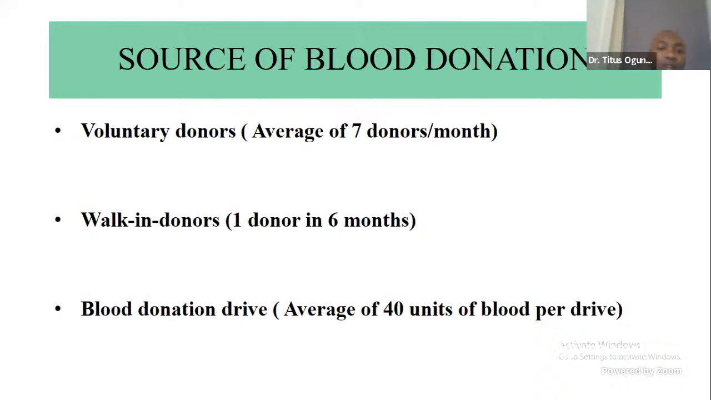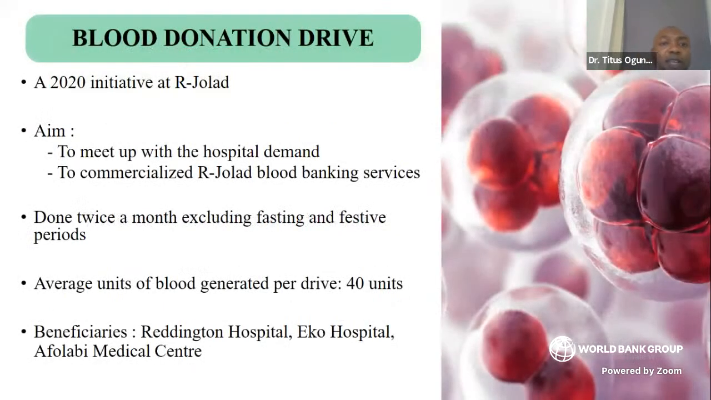So more importantly, our major source of blood is the blood donation drive. This blood donation drive, we do it twice a month, and on the average, we get a minimum of 40 units of blood per drive. So here is the blood donation drive. It is a 2020 initiative at Harjolat, and the aim of it is to meet up with hospital demand.